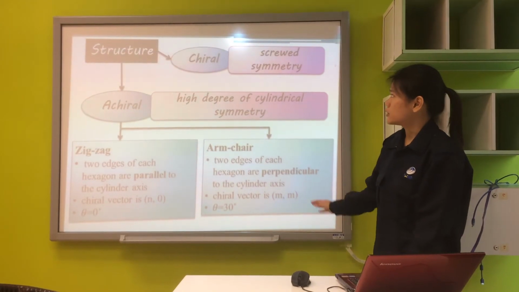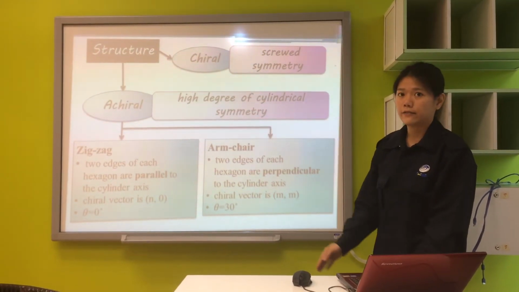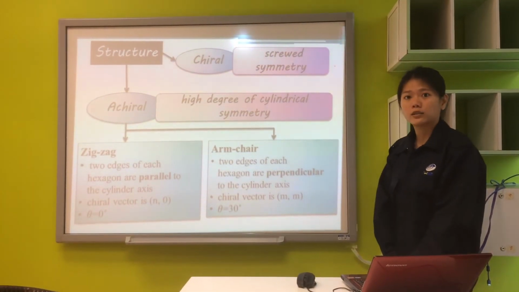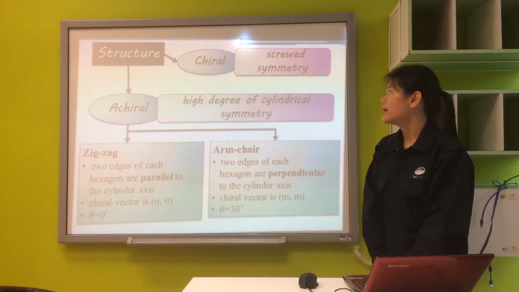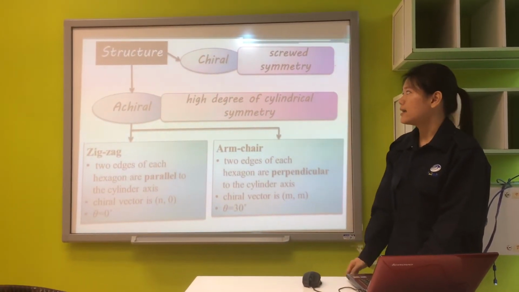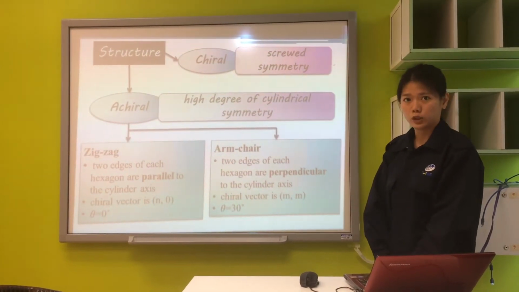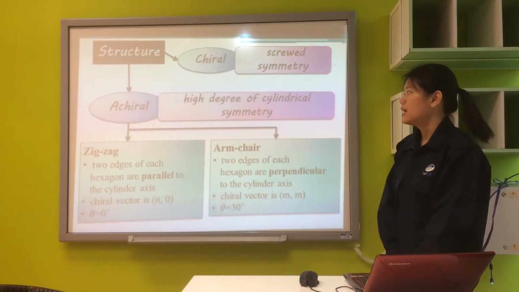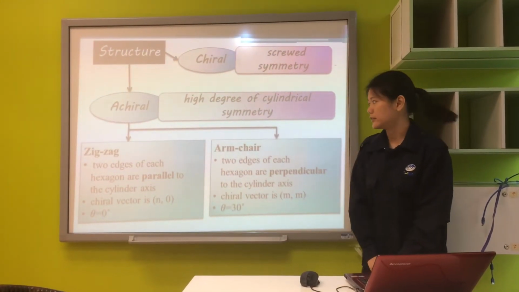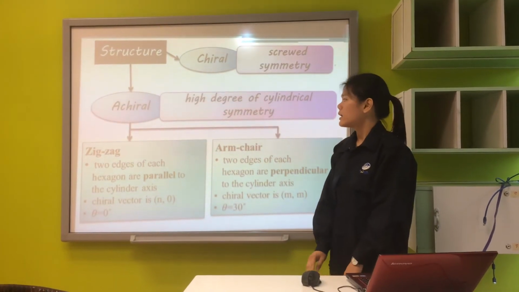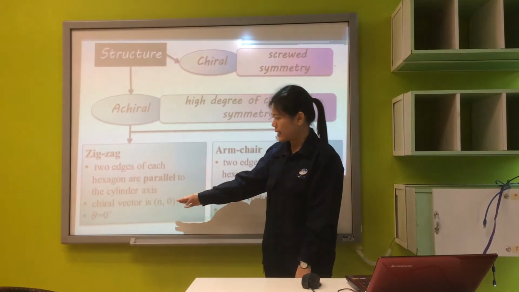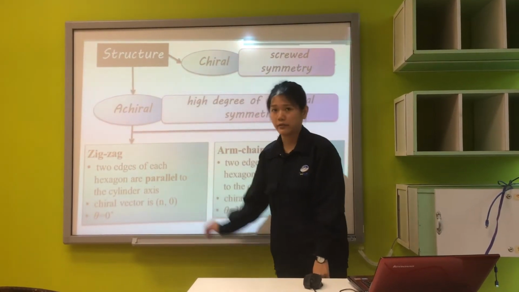We can see here the structure of the carbon nanotube is divided into two, chiral and achiral. Chiral is the carbon nanotube that has a screw symmetry, while the achiral carbon nanotube has a high degree of cylindrical symmetry. Achiral carbon nanotubes are further divided into two, which are armchair and zigzag. In zigzag, the two edges of each hexagon are parallel to the cylinder axis. The chiral vector is (n,0). Because it is parallel, theta is 0 and one of the vector components is 0.